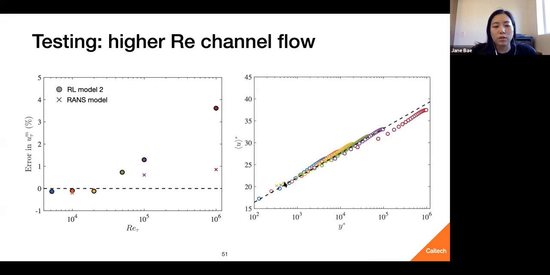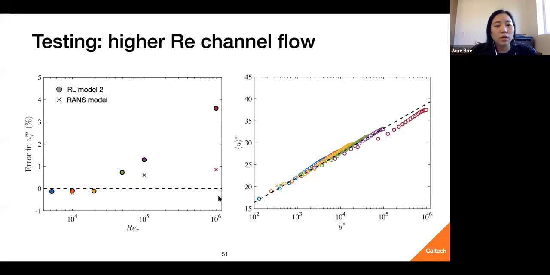So if we look at the velocity profiles, you'll see that up to Reynolds number of 100,000, the mean velocity profile matches quite well with our log law, which is what we expect. And then for the 1 million case, there's a slight discrepancy, which accounts for that 4% error that we see here.